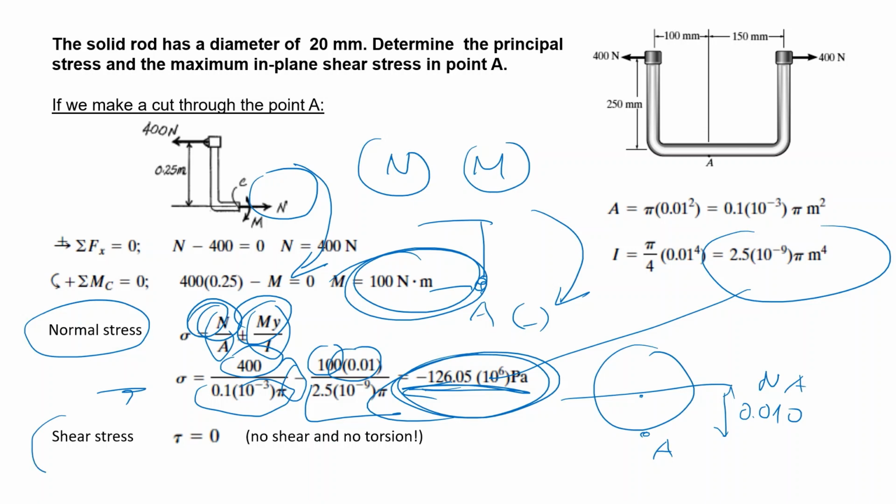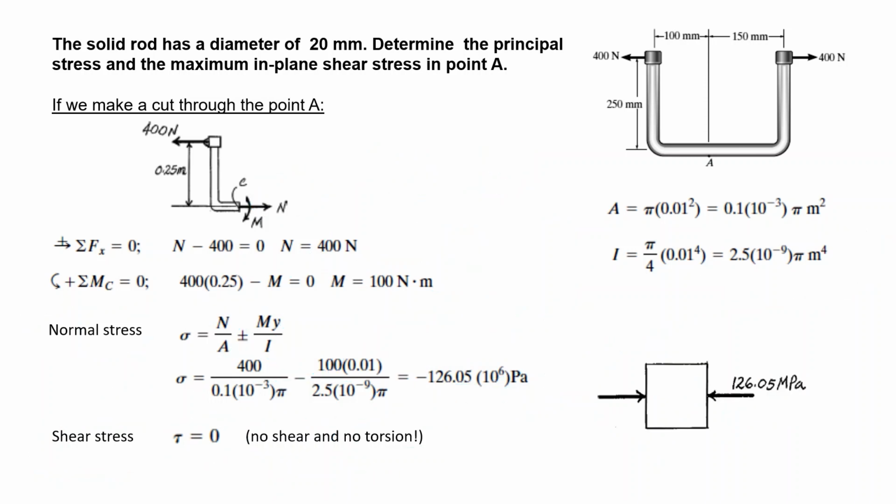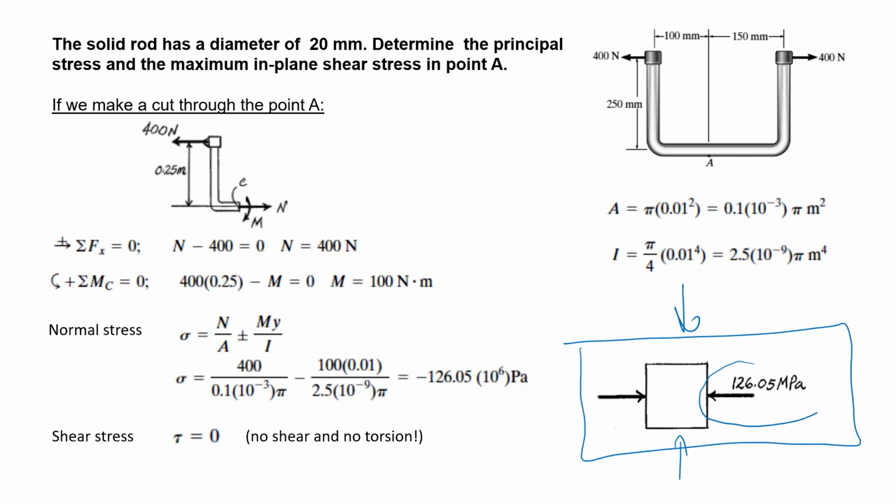Next, about the shear stresses. Shear stresses develop due to shear forces and torques. So we have no shear and no torsion, so no shear stresses. As you see, as a result, you can show the stress state in point A with a simple volume element. There is only a compression 126.